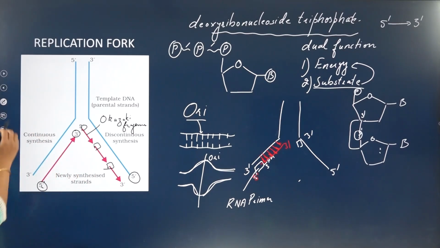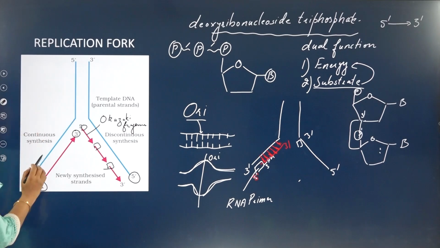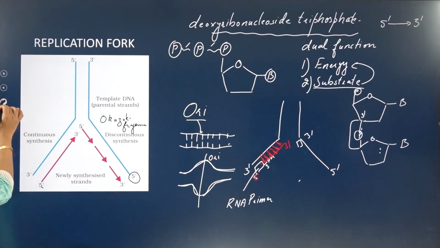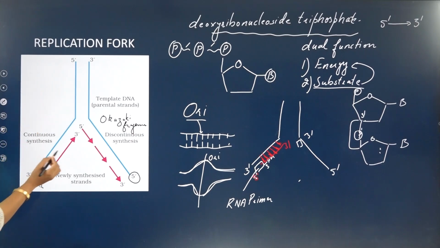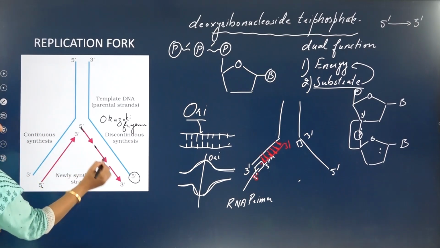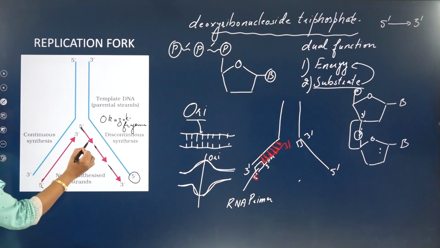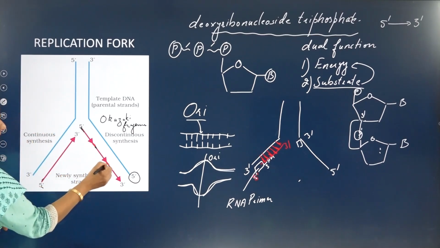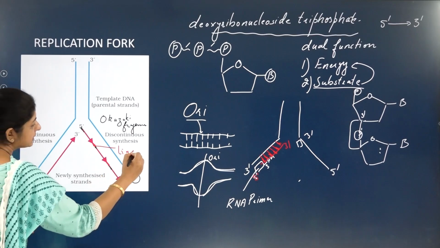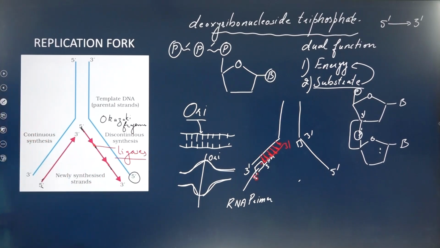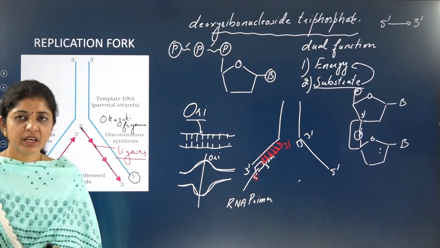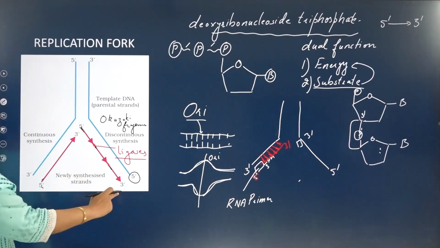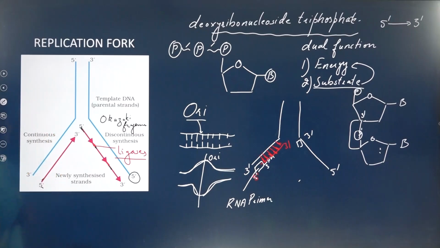And after that, what will happen? These primers are going to be removed, and that gap is going to be filled again by polymerase. But the Okazaki fragments will now be linked by which enzyme? Ligases. Ligases here will be binding Okazaki fragments with each other. So you require ligases only in this discontinuous synthesis. It is not required in continuous synthesis.